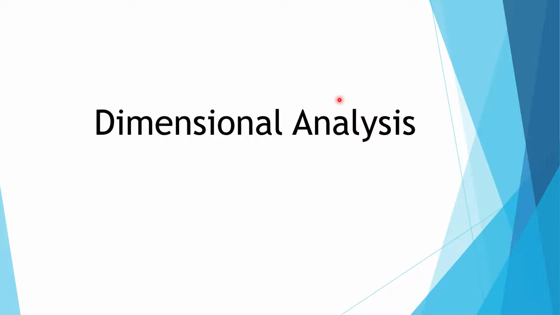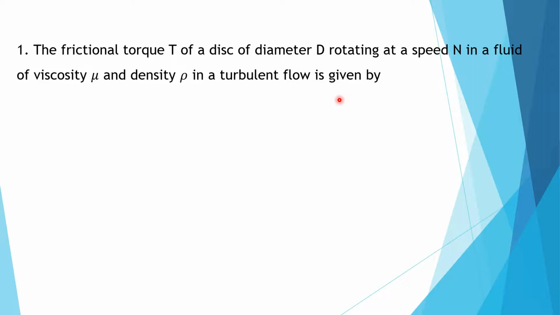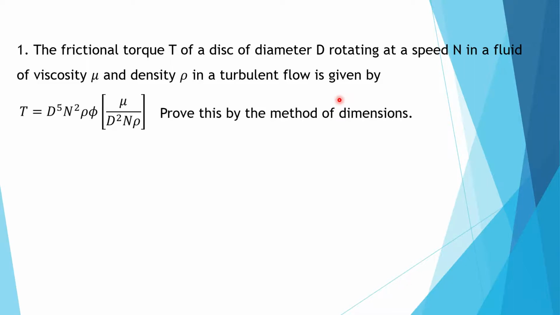Today we'll see one problem on dimensional analysis using Buckingham's pi theorem. The problem is as follows. The frictional torque T of a disk of diameter d rotating at a speed n in a fluid of viscosity mu and density rho in a turbulent flow is given by T equals d power 5 n square rho into phi of mu divided by d square n into rho. So prove this by the method of dimensions.